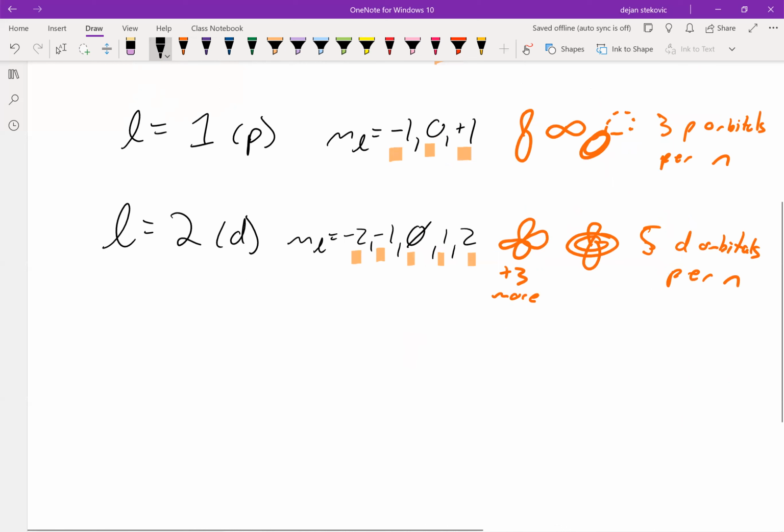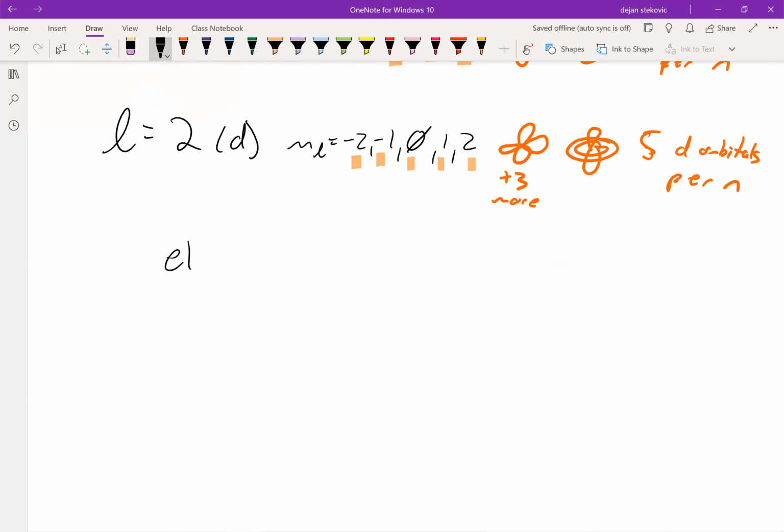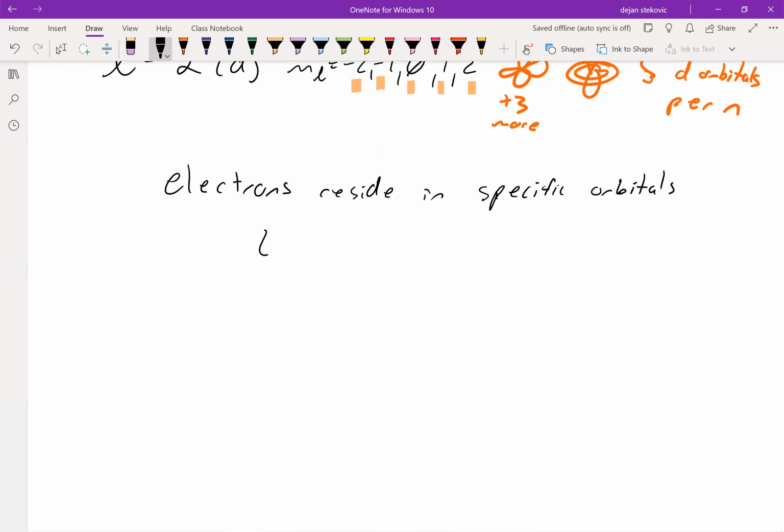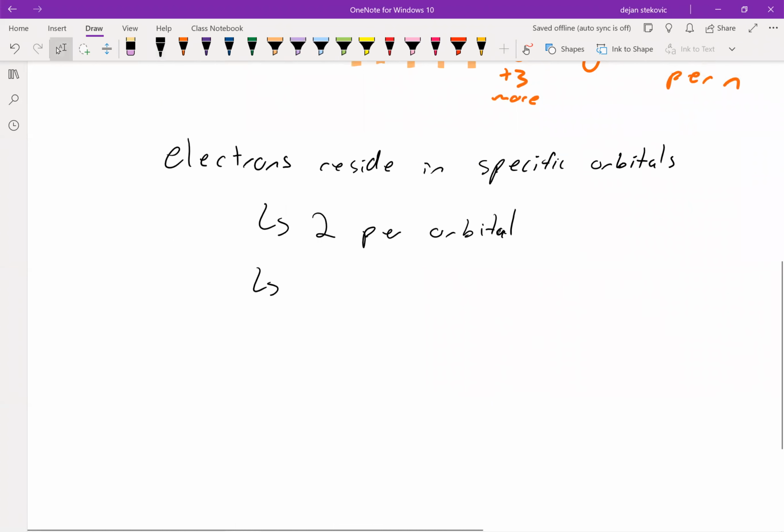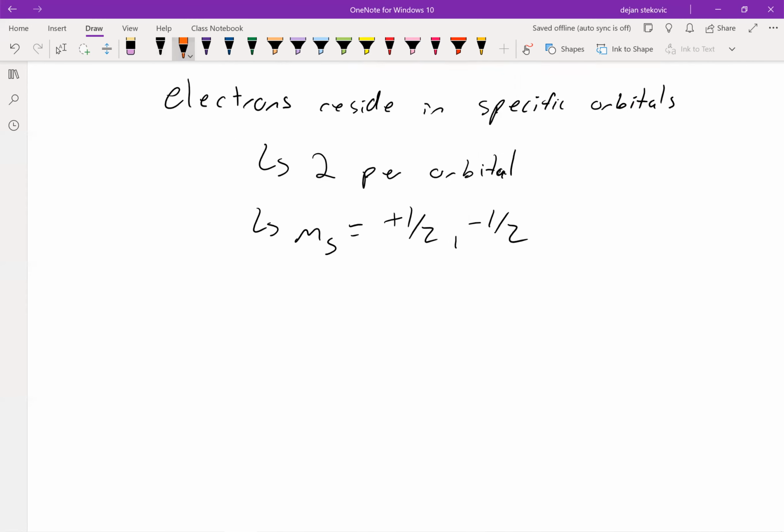And again, the reason behind all of this is very complex mathematics that we're not going to go into. And so these electrons reside in specific orbitals. So we can think of these orbitals as the homes of our electrons. And in this case, we get 2 per orbital, so 2 electrons for every 1 orbital. And these electrons individually get a spin value. We call this M sub S, so lowercase m with a subscript of S. And these can either be +1/2 or -1/2. And so that represents spin up or spin down.